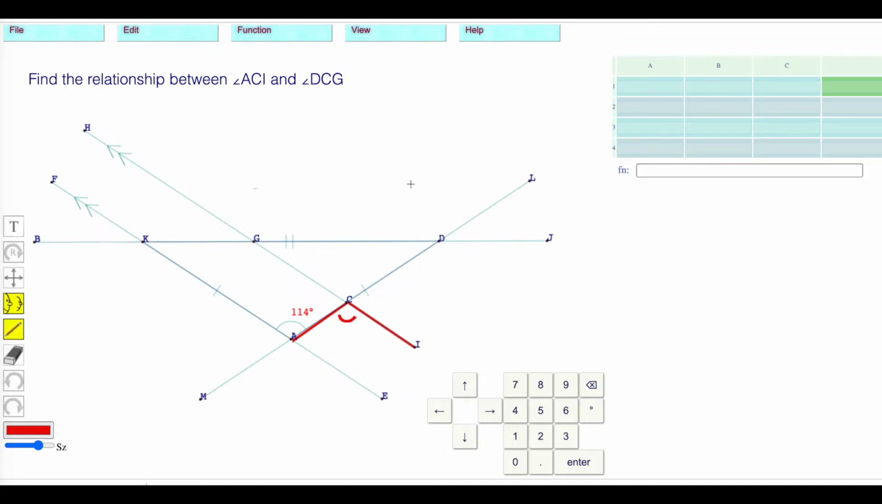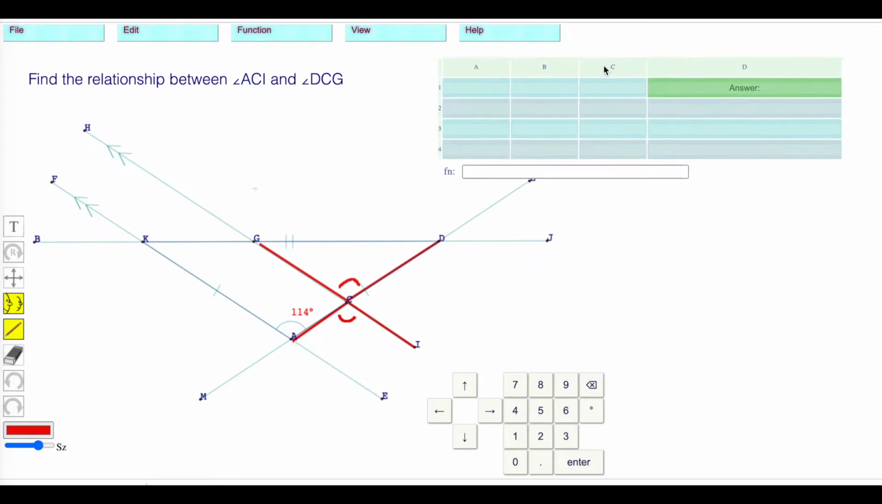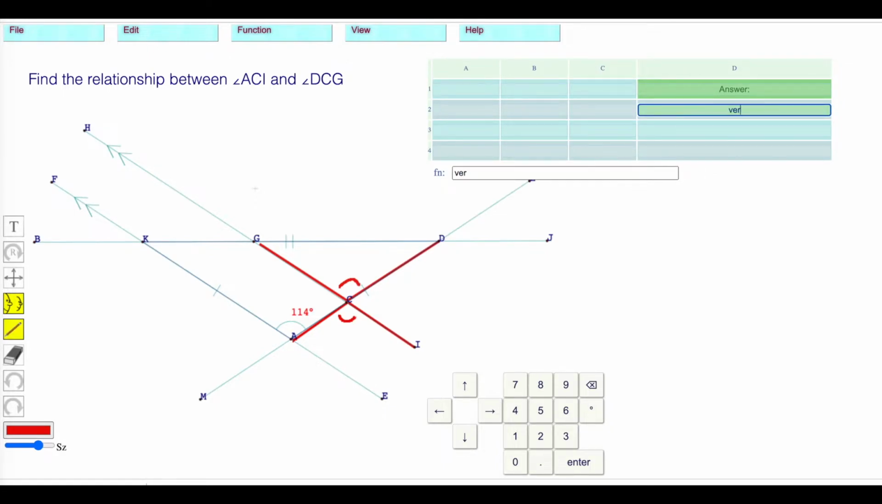D to C to G. From D to C, hold it for a second, it straightens out, up and down, and then to G. These two angles, they form an X pattern. If you remember from the notes, is vertically opposite. I'm just going to drag the spreadsheet here so we can see. Vertically opposite.